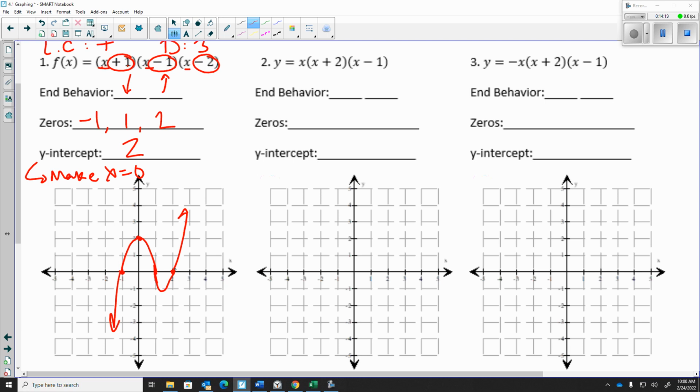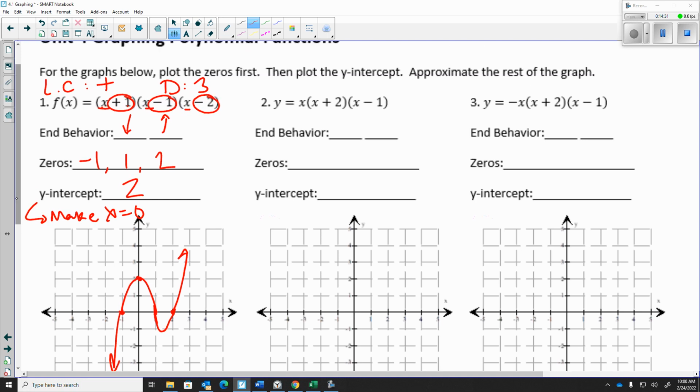All right, I'm going to get you started on this one, and then you're going to try some. So it was all based on the leading coefficient and the degree. Okay, so let's do one more with the end behavior, and then you guys can finish this one on your own. End behavior. This is how we determine if it's up, down, whatever.